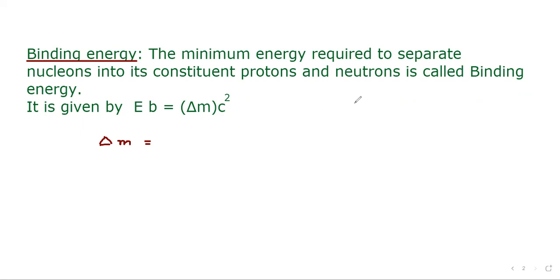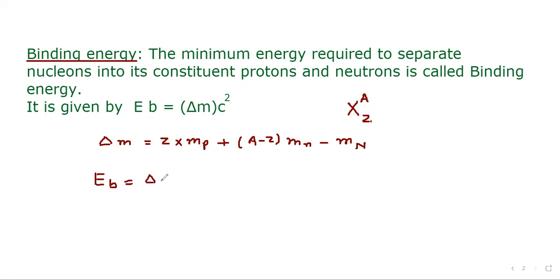Suppose, as we have already discussed, we consider a nucleus with Z and A. So Z is the number of protons, so Z times the mass of a proton, plus (A minus Z) neutrons, so (A minus Z) times the mass of a neutron, minus, let's say, the mass of the nucleus is capital M N. This difference will represent the mass defect, and when we apply Einstein's mass-energy equivalence relation, we get the binding energy.